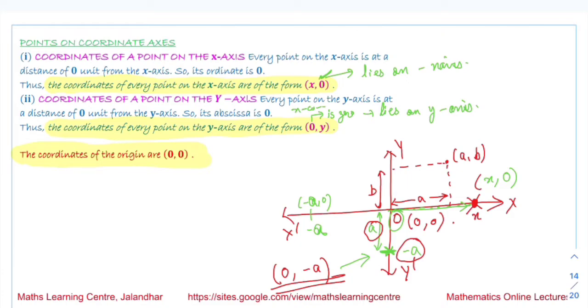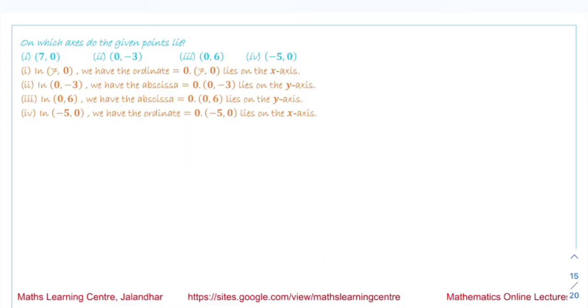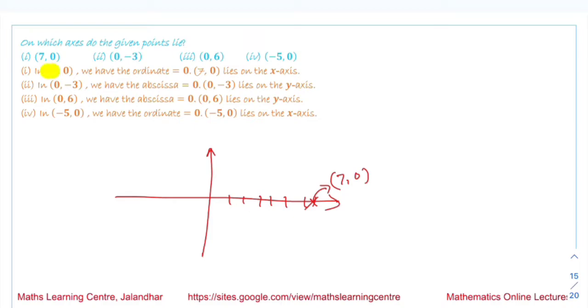Now in this question we have to tell on which axis the following points lie. The first point is 7 comma 0. When we are talking about 7 comma 0, it means on the x-axis we are moving 7 units. On the y-axis we are not moving anywhere, it is 0. So the point will lie somewhere over here. So basically we are saying this is the point 7 comma 0. So 7 comma 0 lies on the x-axis.